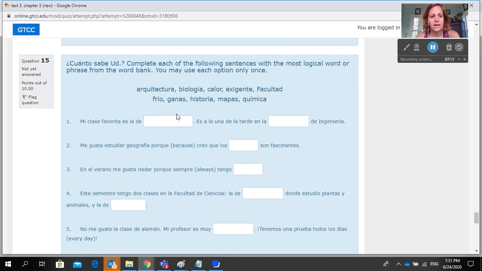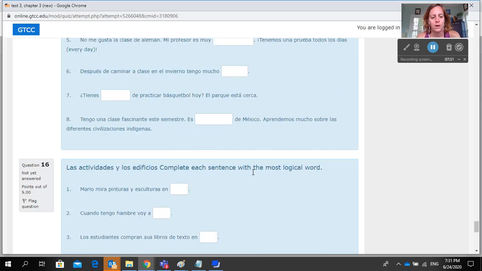Here, ¿Cuánto sabe usted? Complete each of the following sentences with the most logical word or phrase from the word bank. You may use each option only once. I think, again, what I might do is put an A, B, C in front of here, and you can just put A, B, C in the blanks below.